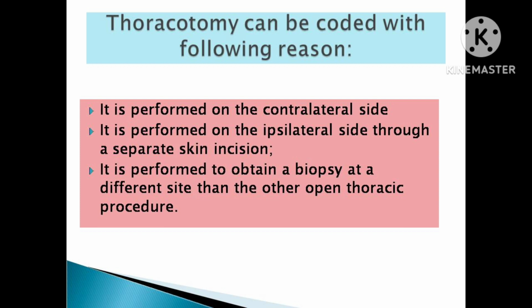If it is performed on the contralateral side, or it is performed on the ipsilateral side through a separate skin incision, or if it is performed to obtain a biopsy at a different site than the other open procedure performed. So for these three reasons, we can bill thoracotomy with the main procedure. The first reason is the contralateral side. The second reason is the ipsilateral side through a separate skin incision. The third reason is to obtain a biopsy at a different site than the other open thoracoscopy procedure.